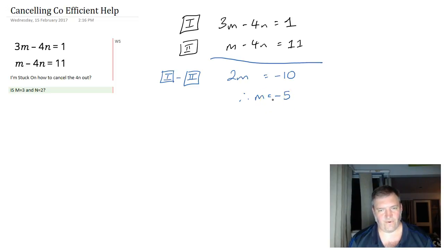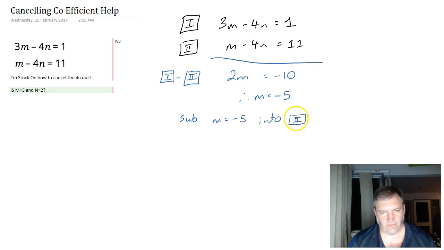I want to solve for the letter n, so I'm going to substitute that value, m equals negative 5, into, and you can pick either one. I'm going to choose equation 2. Neither of them are particularly easy in terms of n, and it's slightly easier in terms of m. What does equation 2 become? Instead of m minus 4n, I write negative 5 minus 4n, and that equals 11.